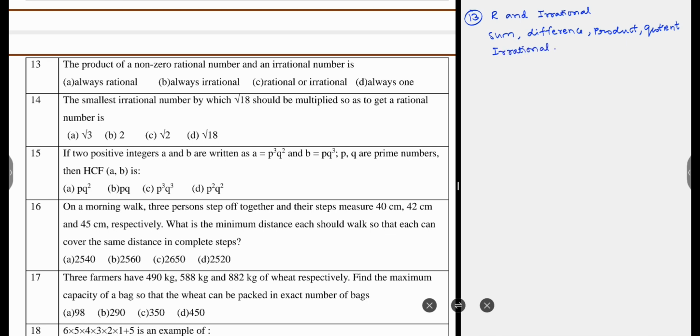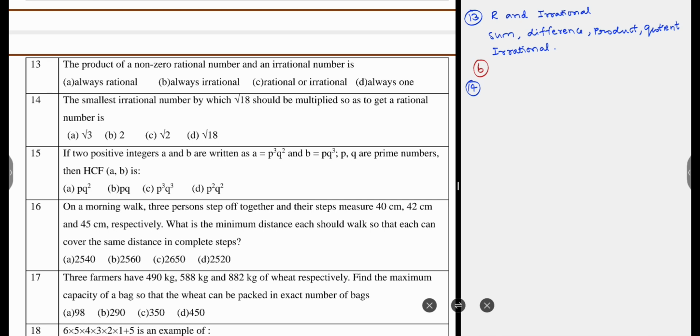So here the option is what? Always irrational. So option B is correct. In which the given two numbers, one is rational and the other is irrational, the result is again irrational. We have to remember.